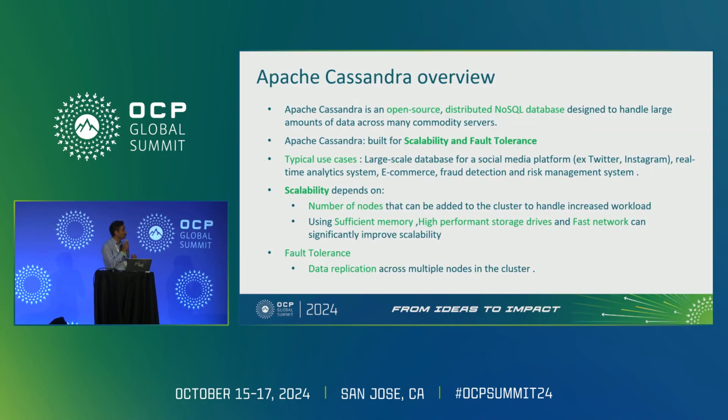Okay, just an overview of what is Apache Cassandra. Apache Cassandra is an open source distributed NoSQL database. It is built for scalability and fault tolerance. Some of the typical use cases are social media platforms, real-time data analytics, e-commerce, fraud detection, and risk management. Very popular ones are Twitter, Instagram, and Netflix. They all use Cassandra workloads.